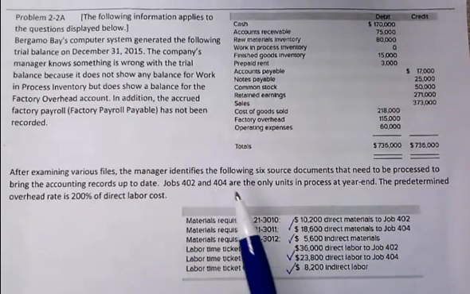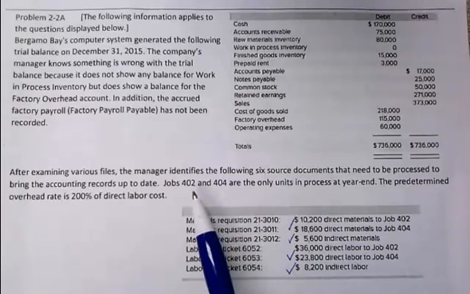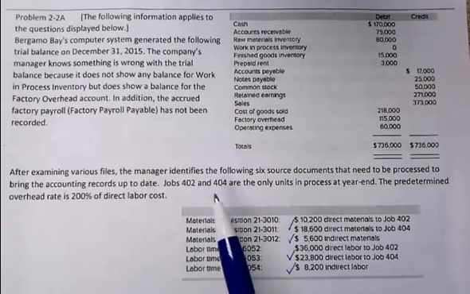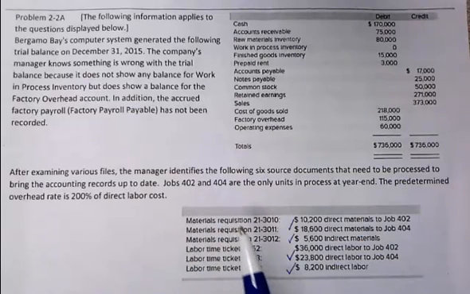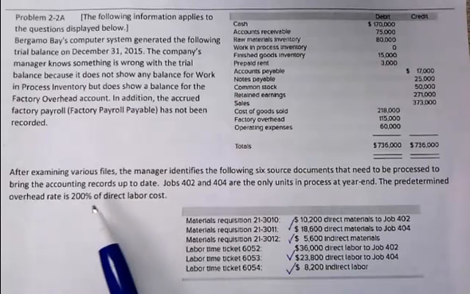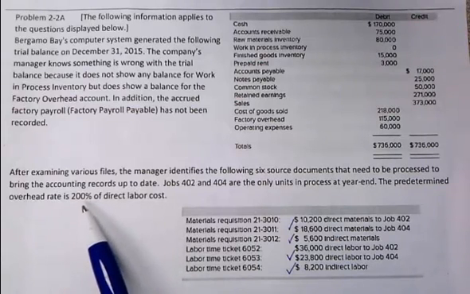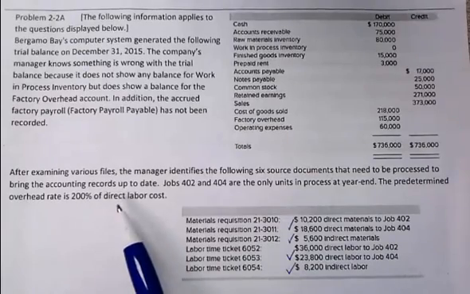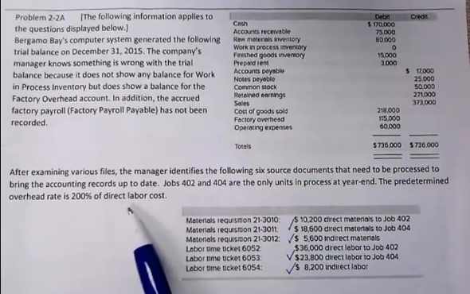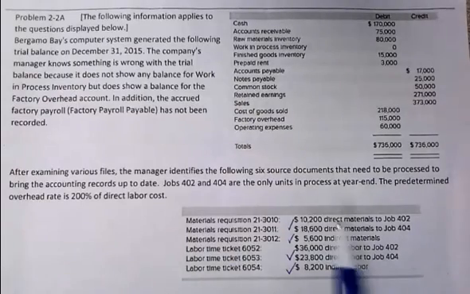So we have 2 jobs. Remember, jobs are tracked separately for costs. So anytime materials or labor is incurred on those jobs, they're going to have a separate materials requisition or time ticket. Then we're going to apply overhead to each one of these jobs at a rate of 200% for all the direct labor cost for each job. So our goal here is really just to record these 6 items. They had not been in the books yet.